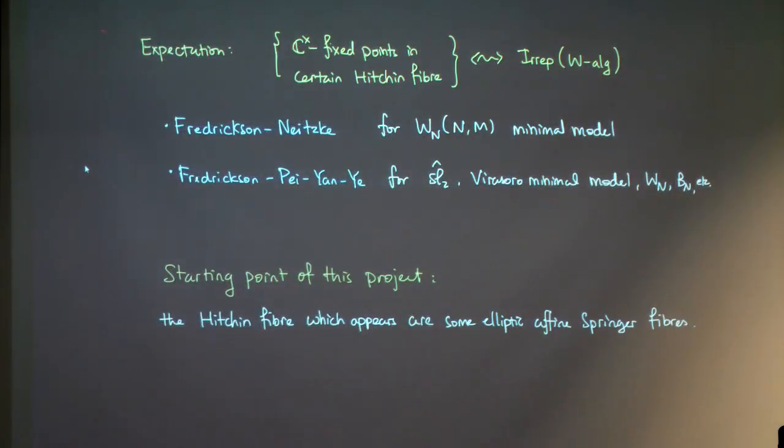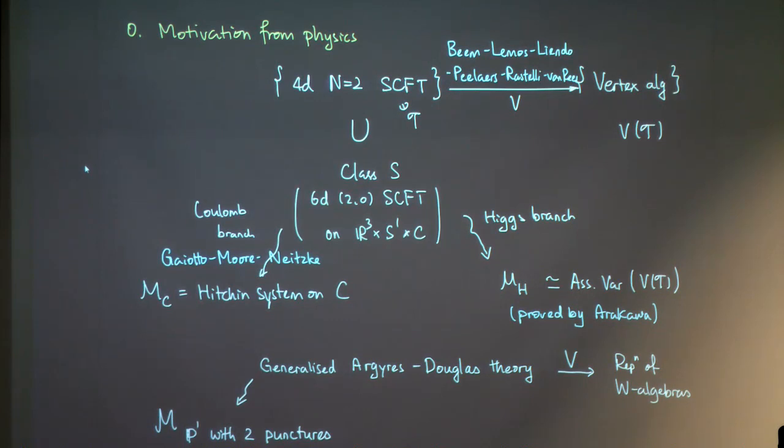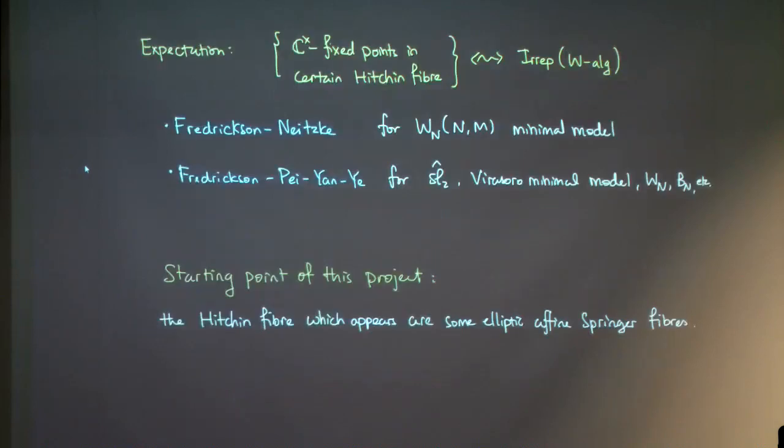Our interest is this physical expectation that you have two branches of the same theory, and you want to understand how the data corresponds to each other. One such instance is that they expect the C star fixed points in some Hitchin fiber should match up with irreducible representations of W-algebras. For example, this was established by Fredrickson and Neitzke for the so-called W_N minimal models, basically W-algebras in type A and in the principal nilpotent case. And then Fredrickson, Kim, and Ye studied the case of affine SL2 and its reduction to the Virasoro minimal model in some other cases.